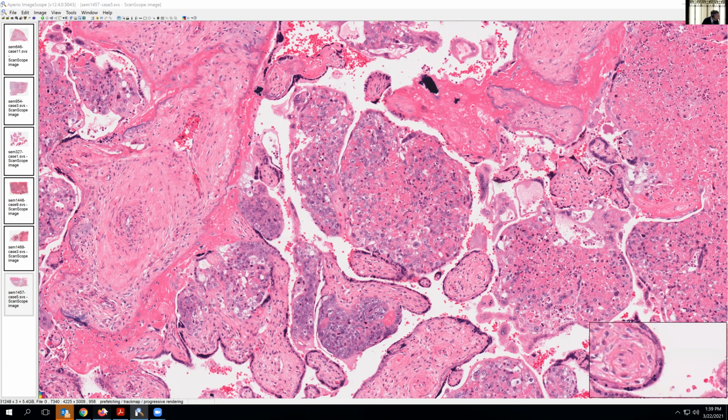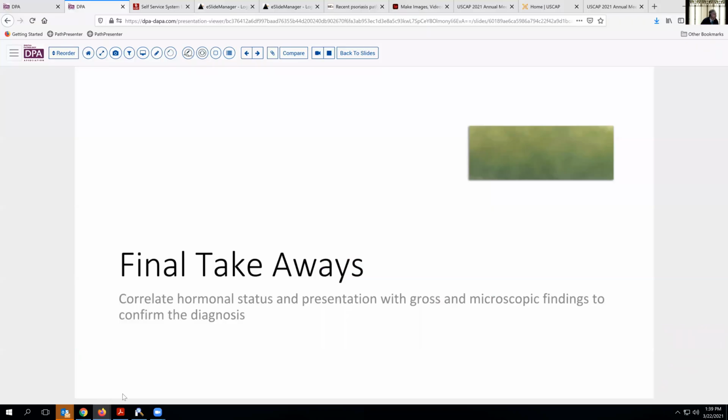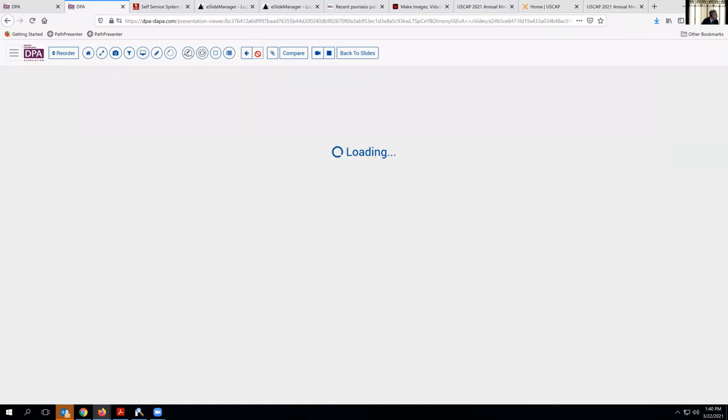So moving back to the final takeaways from our discussion today, I think there are a couple of things to remember. One is the hormone status can help you. The gross presentation can help you. And using the microscopic features we've talked about here, along with selected immunohistochemistry and potentially cytogenetics, you should be able to come away with a correct diagnosis in these situations.